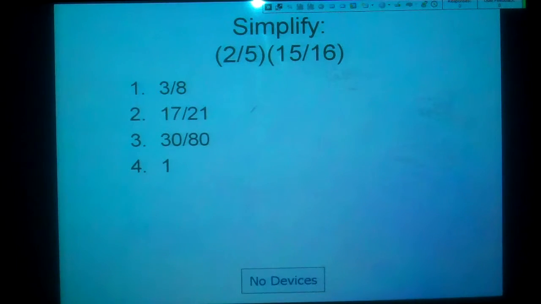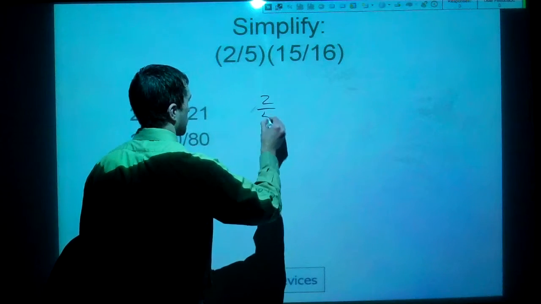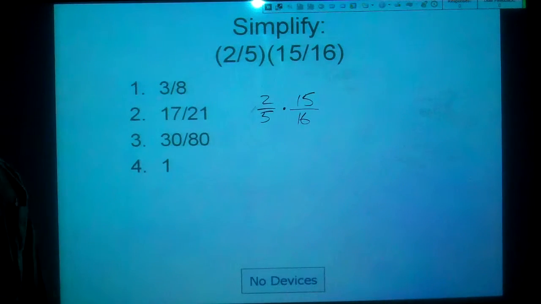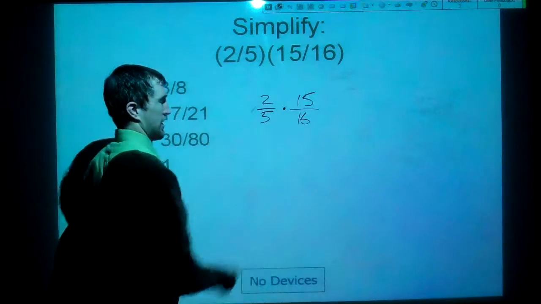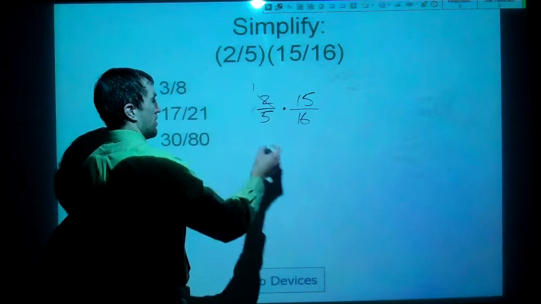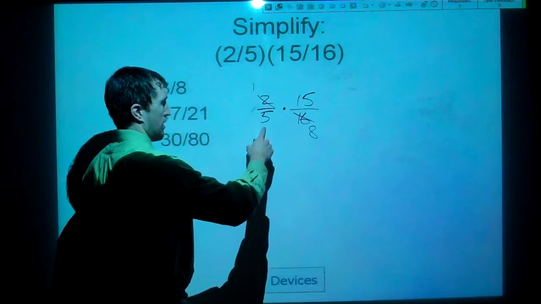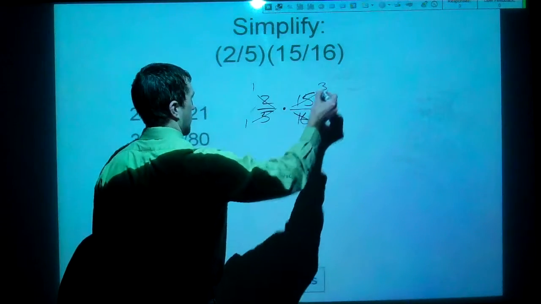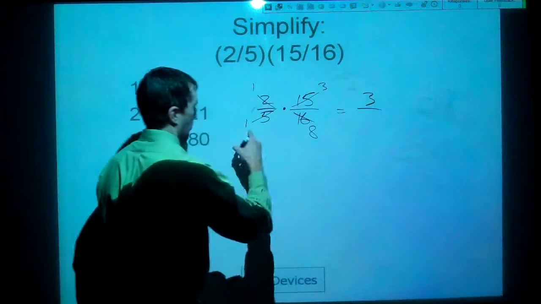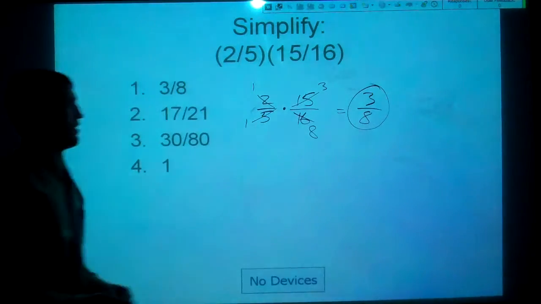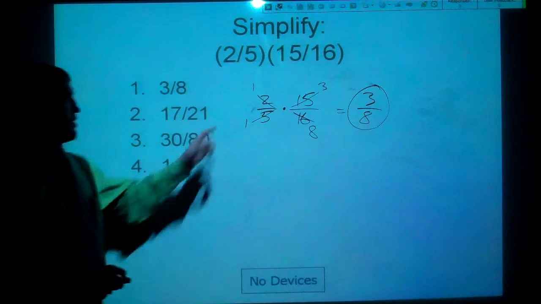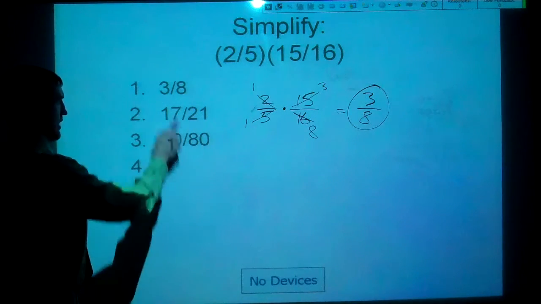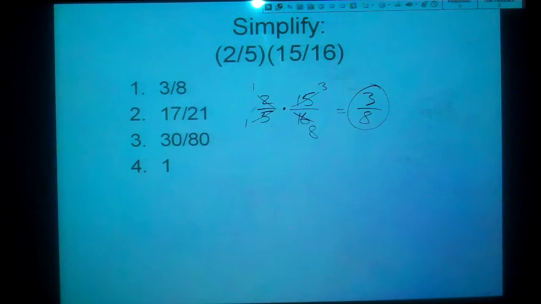Alright, we want to simplify this guy. This means multiplying. 2 fifths times 15 over 16. You can take the shortcut if you want. I can do some cross canceling. I know 2 and 16 can both be divided by 2. 2 divided by 2 is 1. 16 divided by 2 is 8. 5 can be taken out of both of these. 5 divided by 5 is 1. And 15 divided by 5 is 3. So 1 times 3 is 3, 1 times 8 is 8, looking at 3/8. If you would have just multiplied straight across, we would have done 2 times 15 to get 30, 5 times 16 to get 80. You could have reduced this to get 3/8. So either way you do it, you should be able to come out with the same answer.